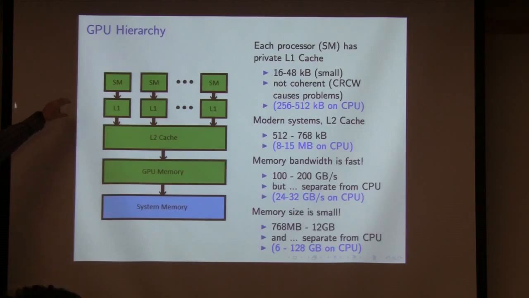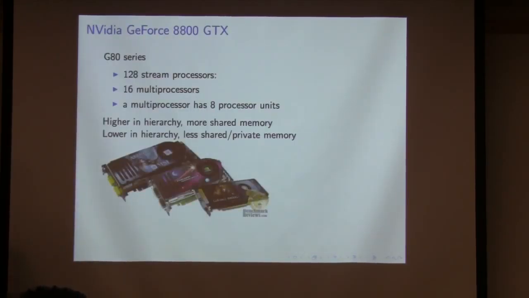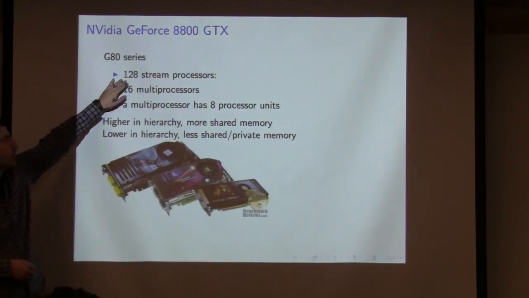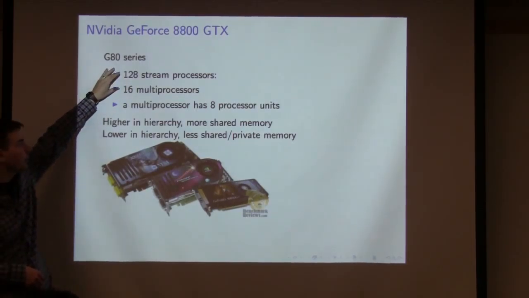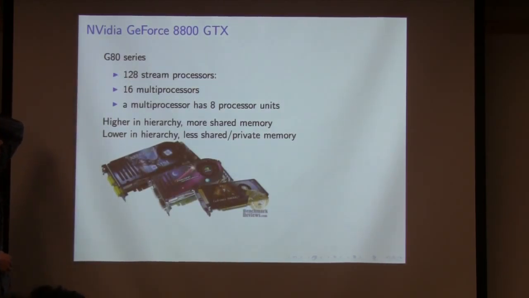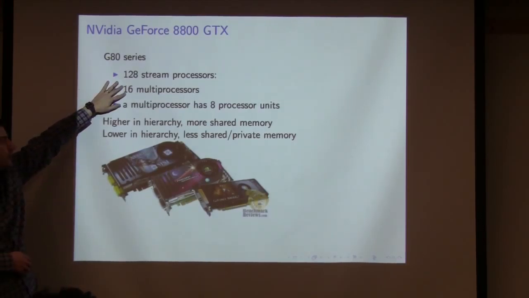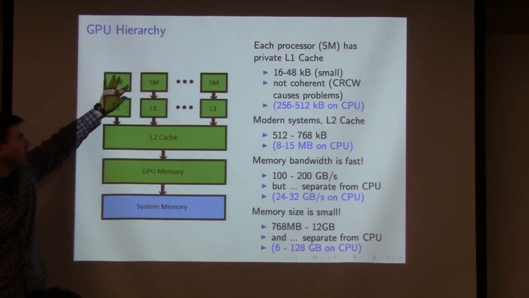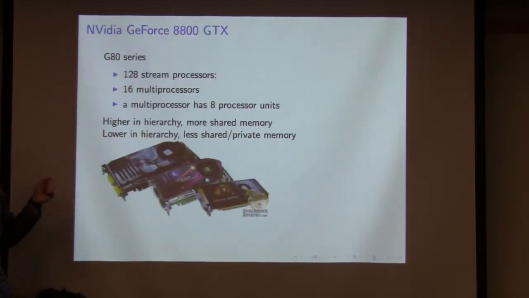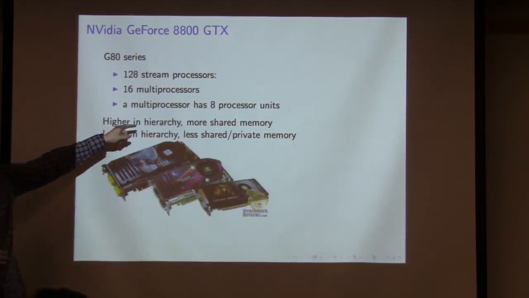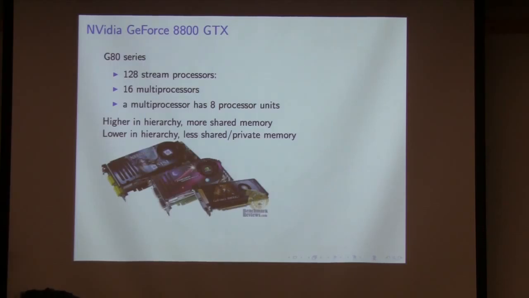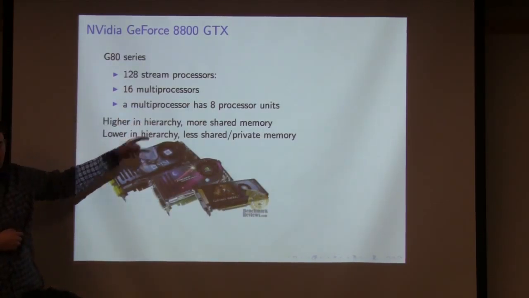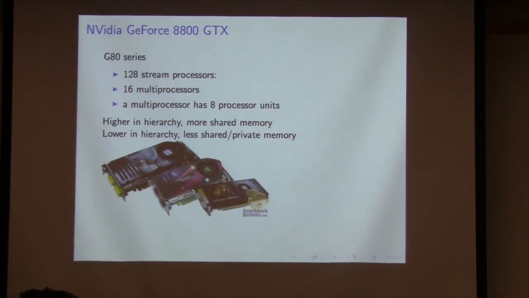So if you look back at this box, there are a bunch of these stream processors, and here's a profile of this G80 series, which is still close to the top of the line, I guess. It has 128 of these stream processors. Each of these stream processors will itself have 16 multiprocessors. So there are 128 of these, and each of these boxes is going to have 16 multiprocessors inside. And each multiprocessor will have 8 processing units. So the total number of processing units is going to be 128 times 16 times 8, which should be around the low thousands, I think.